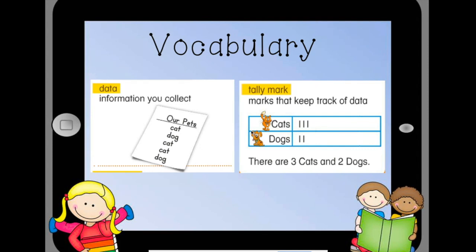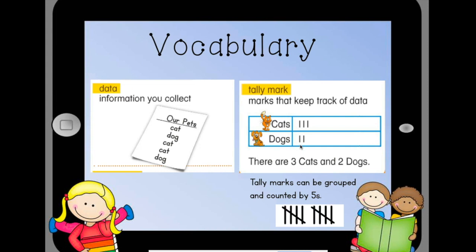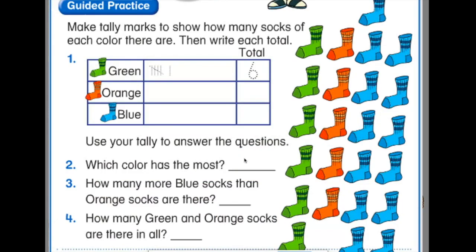As you see here, whatever the information they were collecting, they marked 3 cats and 2 dogs. We've also learned that tally marks can be grouped and counted by 5s, just to make it easier to get your total answer. Looking here, if we skip count by 5, how many tally marks are here, boys and girls? If we skip count by 5, we have 5 and 10. Let's go through some practice problems.